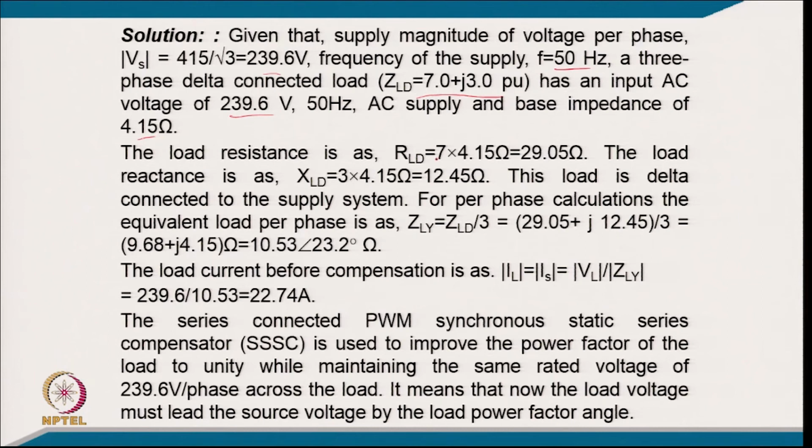So, the load resistance, multiplying the per unit value with this, comes 29.05 ohm, and the load reactance comes 12.45 ohm. The load is delta connected to the system. So, per phase calculation, the equivalent star impedance is ZLD by 3, which comes like 10.53 at the angle of 23.2 degree, and the load current before compensation will be the phase voltage 239.6 divided by the impedance 10.53.